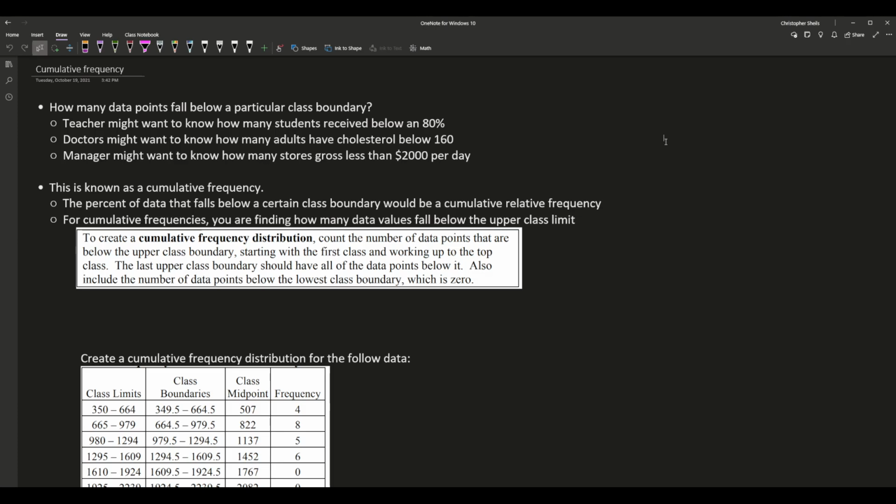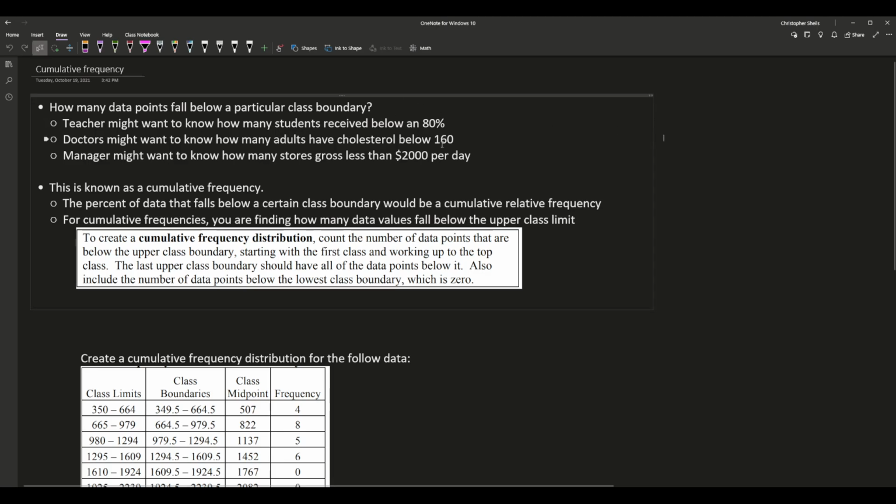If you want to know what percent of data falls below a certain class boundary, this is what we call a cumulative relative frequency. For cumulative frequencies, you're finding how many data values fall below the upper class limit of the lowest class. You want to find how many data values fall below the upper class limit of whatever class you're talking about here.